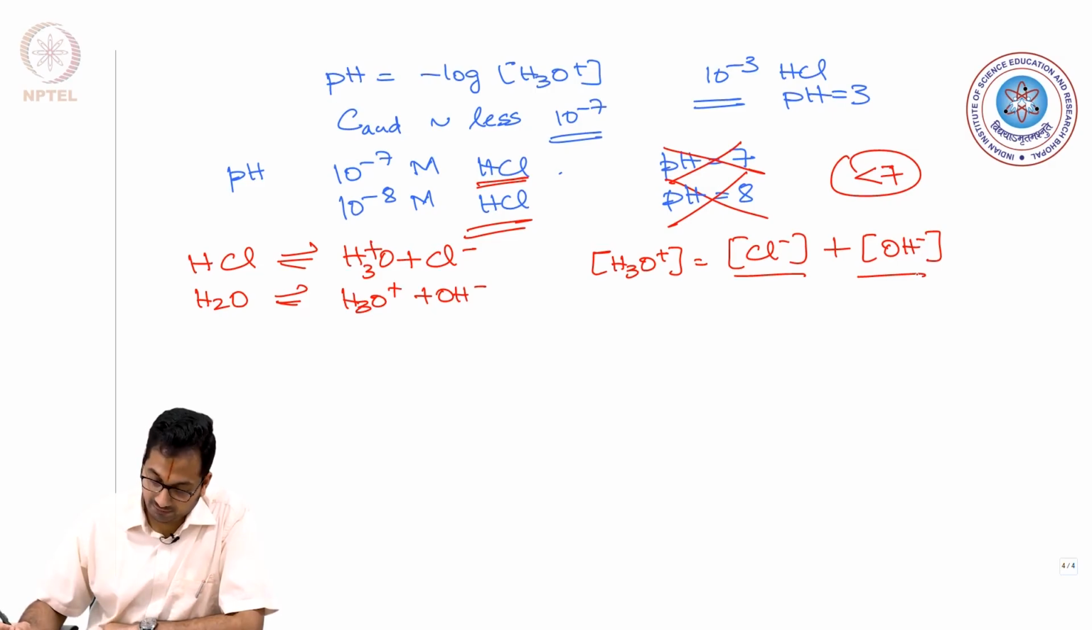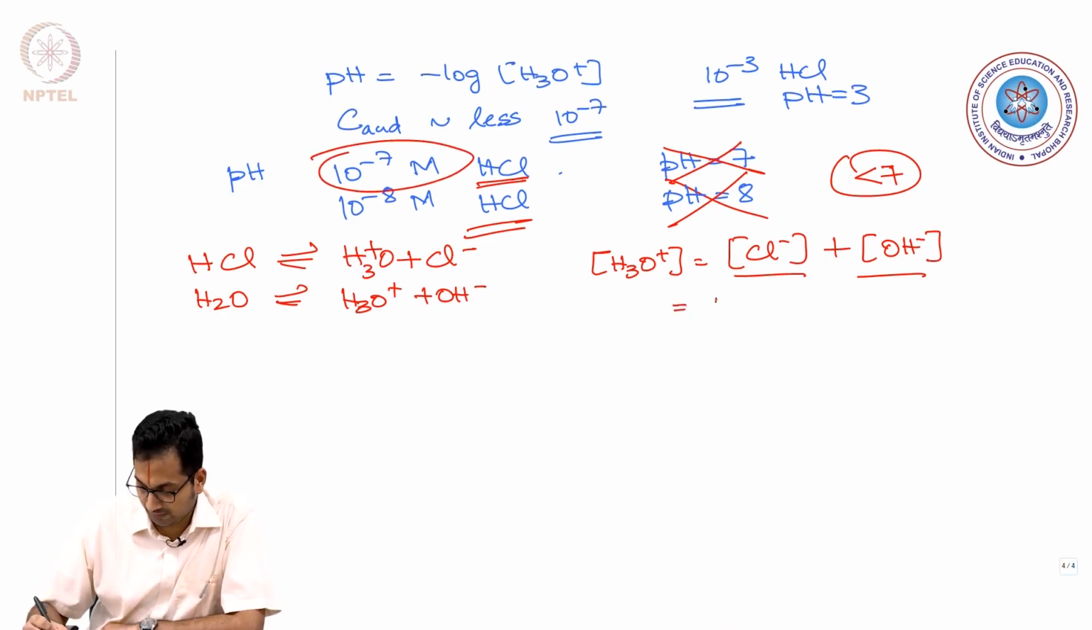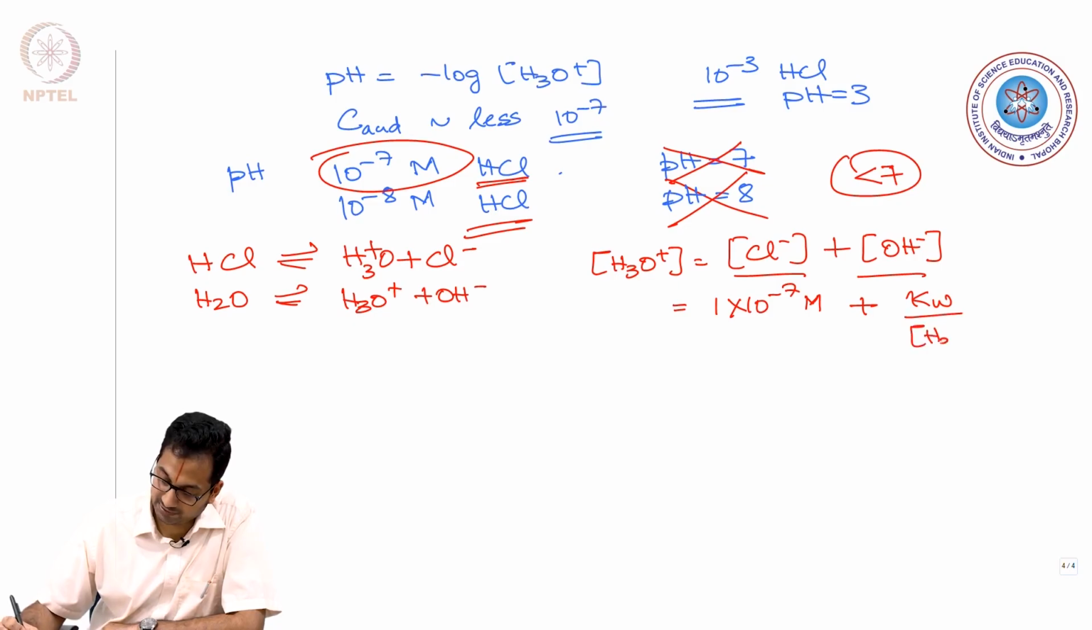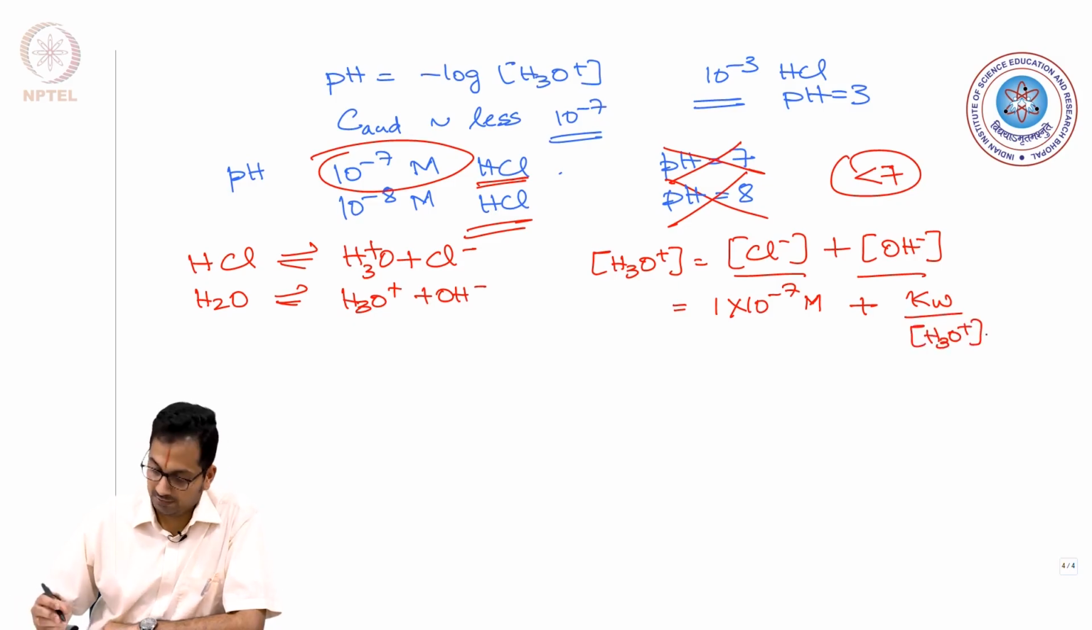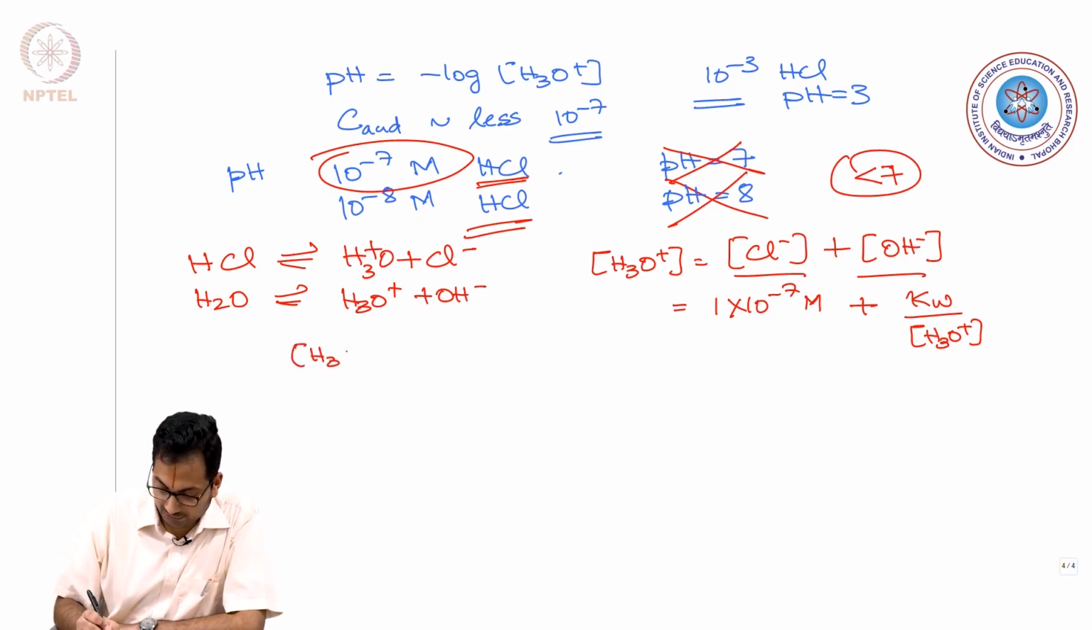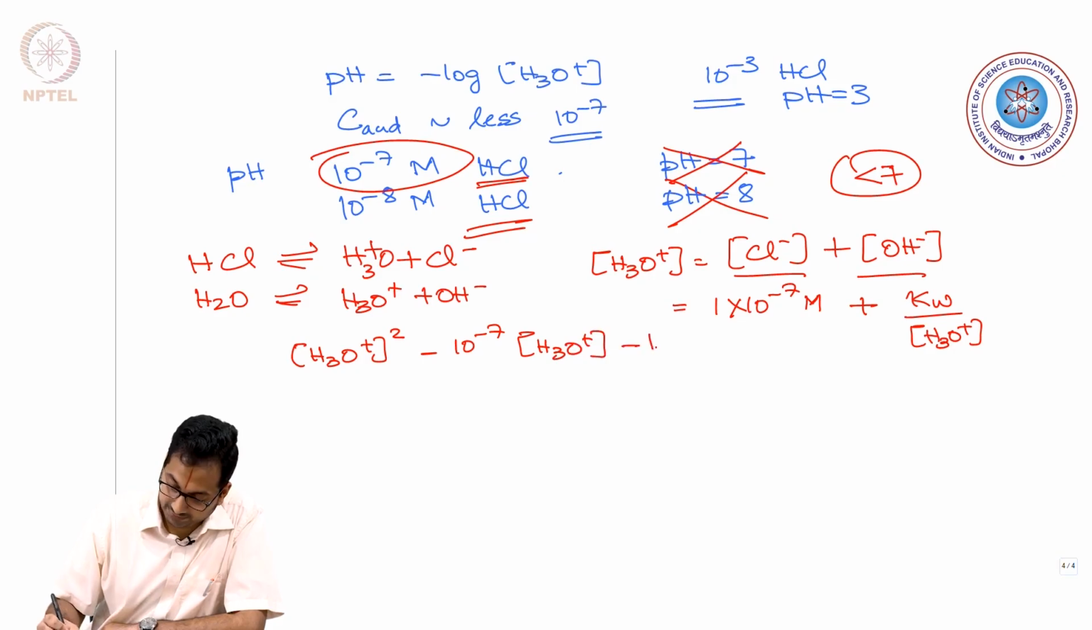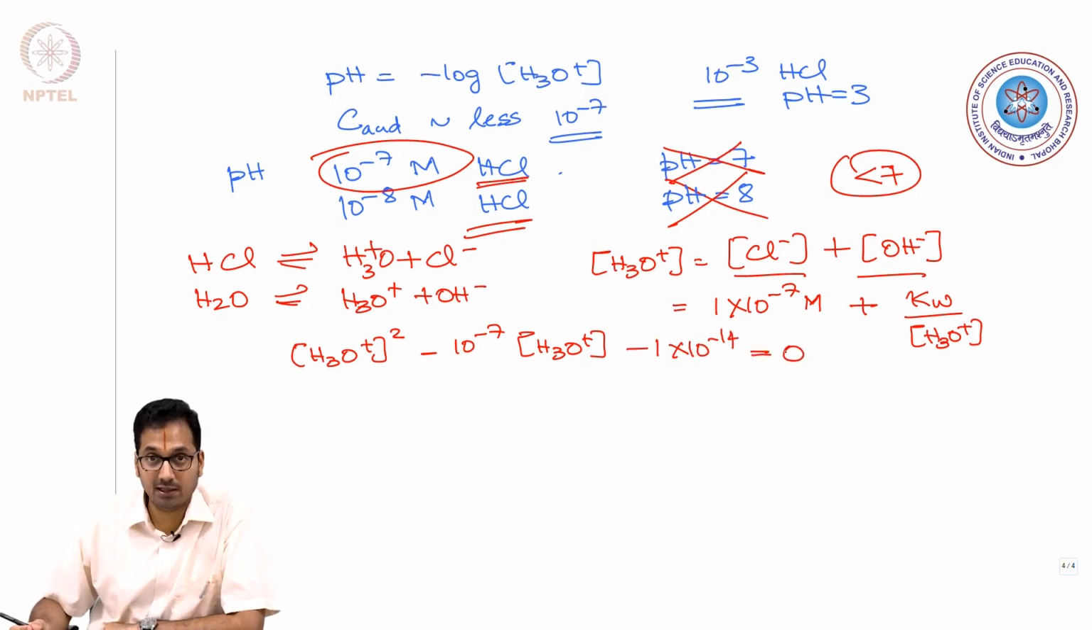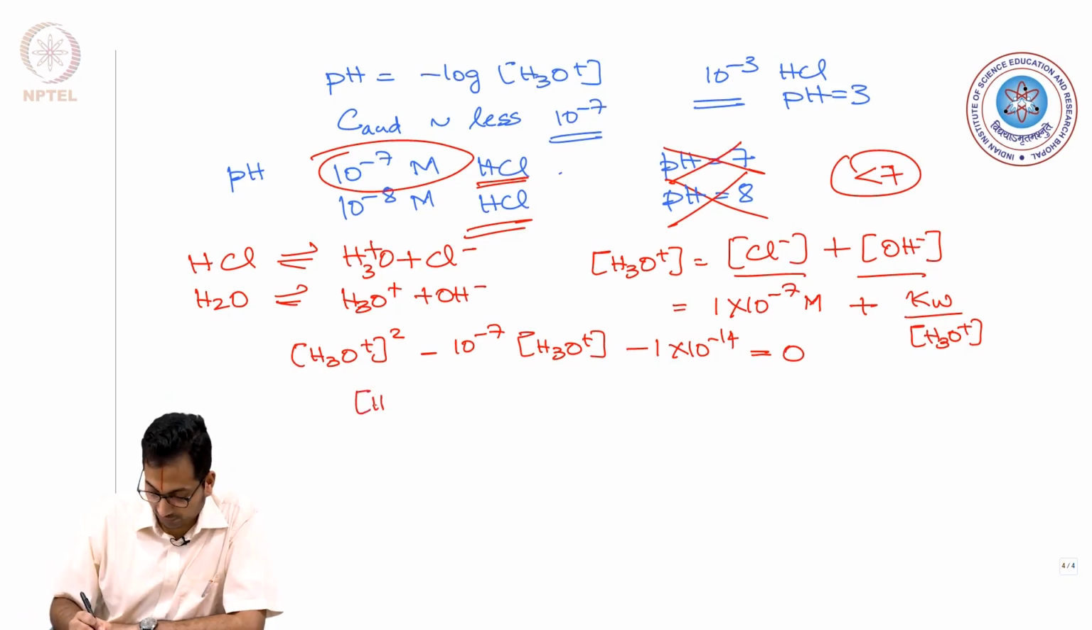So when you are having this case, we just took an example of 10 power minus 7 molar. So you are able to realize this is going to be 1 into 10 power minus 7, and the OH minus we know for a fact is given by Kw divided by the H3O plus ion concentration. So doing the basic LCM, you are going to get H3O plus the whole square minus 10 to the power minus 7 H3O plus minus Kw. I am going to write it directly as 1 into 10 to the power of minus 14 is equal to 0. So this is a quadratic equation which we can solve by trying to find the solution.